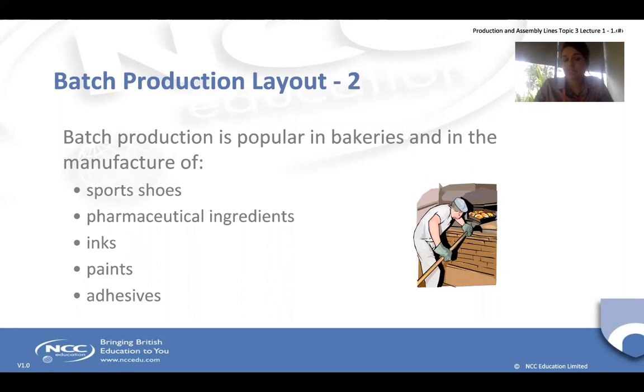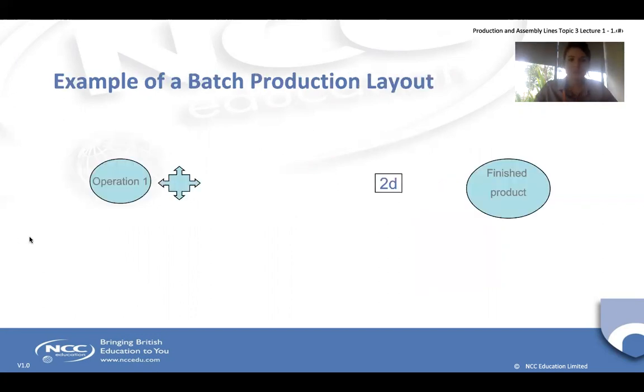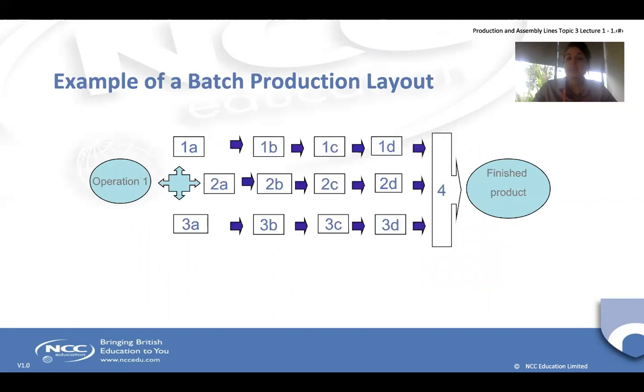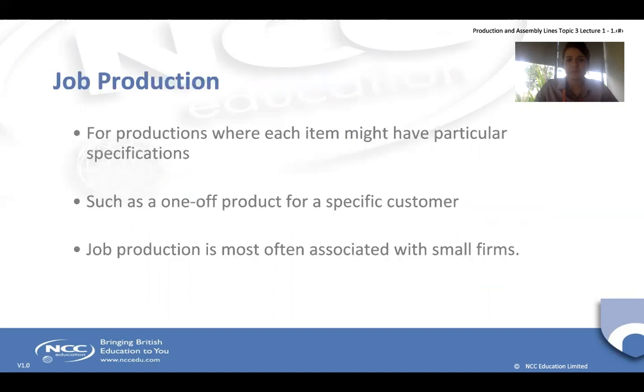Pharmaceutical ingredients, you'll need to maybe change those for particular percentages of things in each of the medicines. Inks, paints, obviously you're going to need different colors. Adhesives as well. Obviously, bread and bakery is another example. So here is an example of a batch production layout as well.